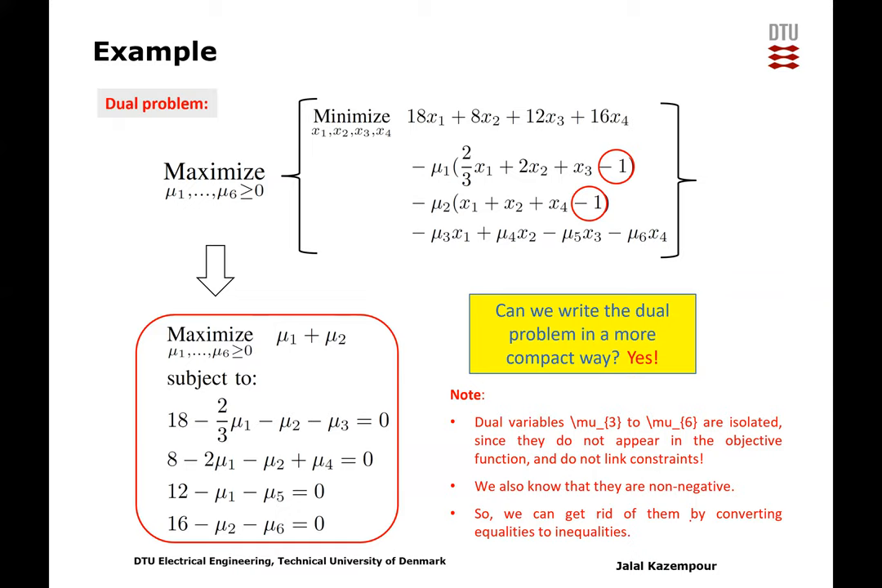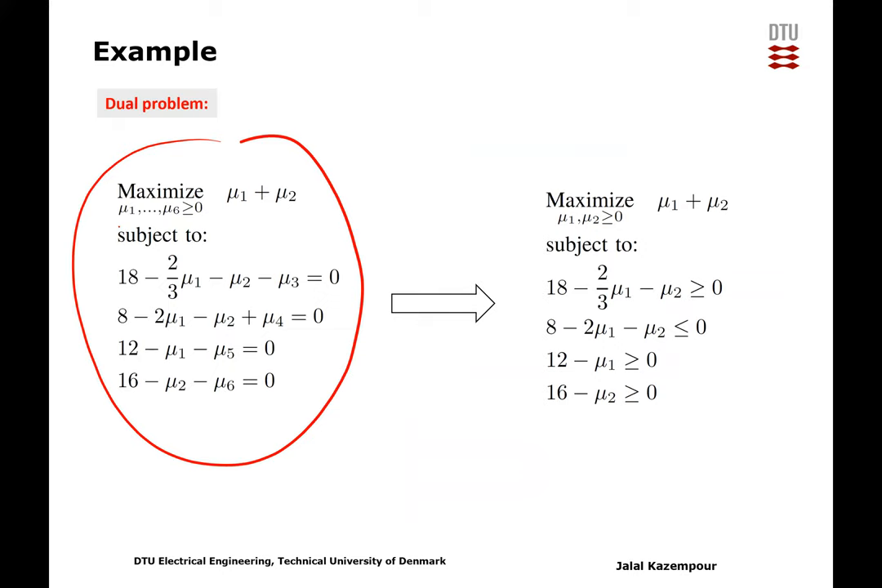This is what we derived, right? Six dual variables, all constraints are equality constraints. But if you check, our objective function only includes mu1 and mu2. Mu3, mu4, mu5, mu6 only appeared in their own constraints. If you remember, mu3 to mu6 are coming from non-negativity conditions of the variables. So we are not very interested in the optimal value of mu3, mu4, mu5, mu6. We can safely eliminate them.